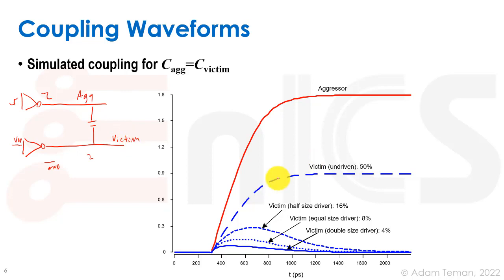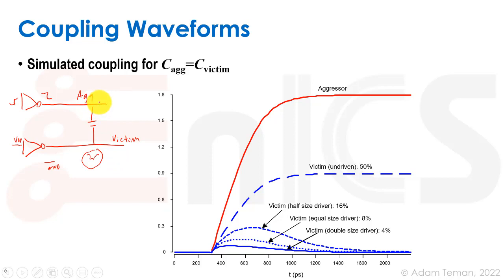And what our graph shows over here is, depending on the strength of the driver, how much this jump on the victim is going to be, and how long it's going to take to recover and pull it back to its original level. So basically what we have over here is a problem, because we're going to have some sort of noise on the victim net that is caused by the aggressor.